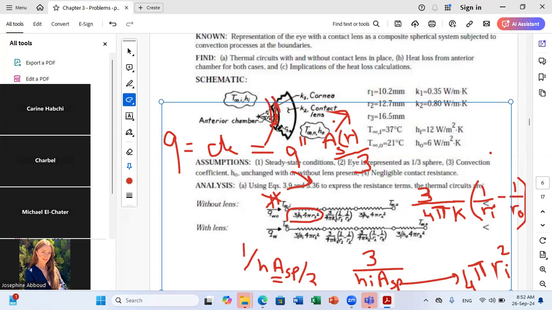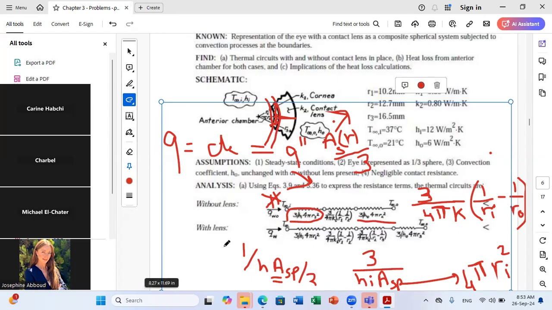Now, if you want to consider the case of putting a lens, you need to add another resistance to conduction, where R inner will be R2 and R outer will be R3. For the first case, we don't have this. We just have dissipation to the outer side by convection, and the resistance to convection is similar in form to the resistance on the inner side. What changes is that instead of H in, you put H out, and instead of R1, you put R2, because at the outer side you have R2. So this is your circuit without lens.